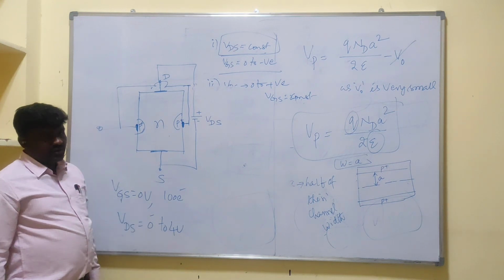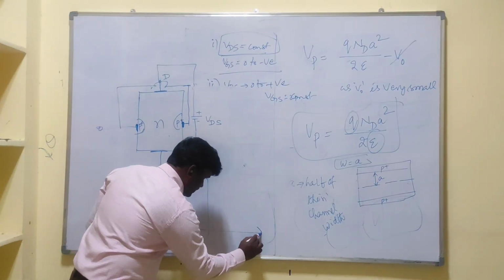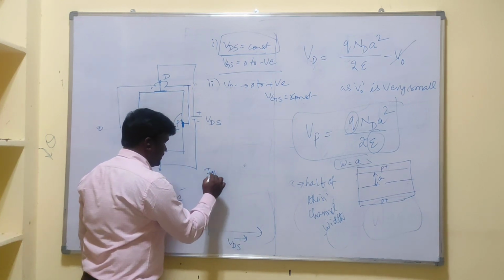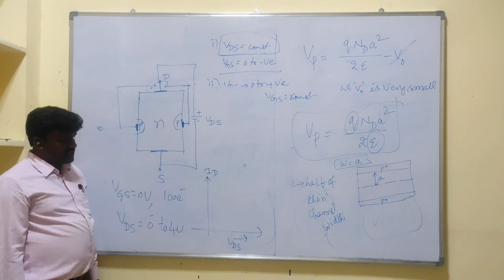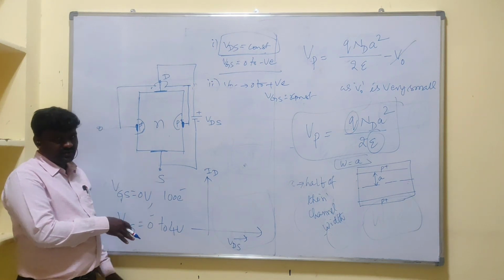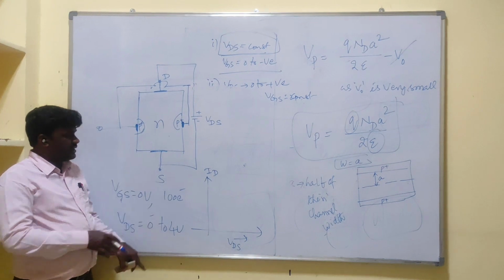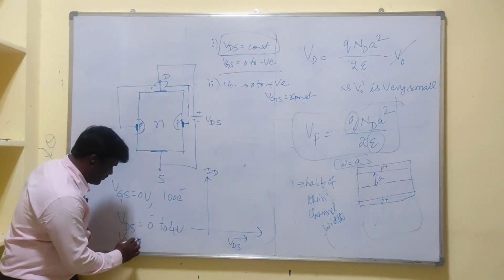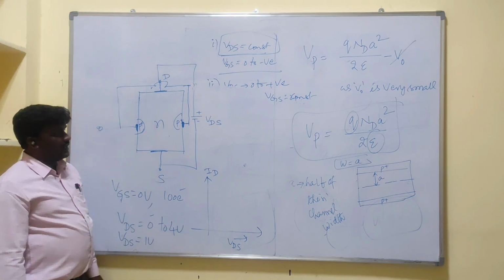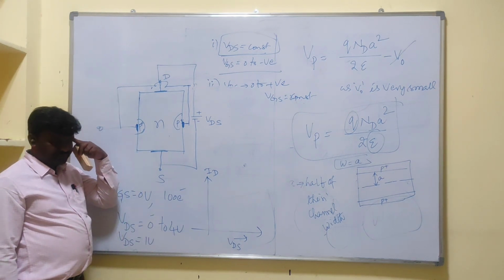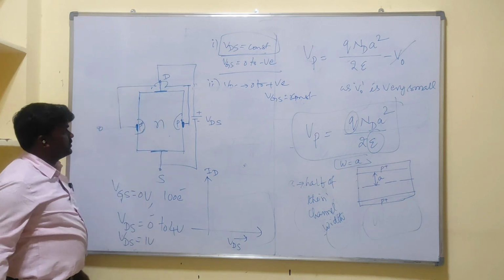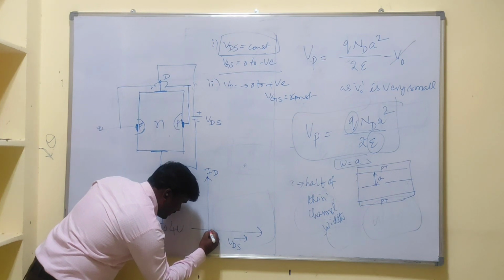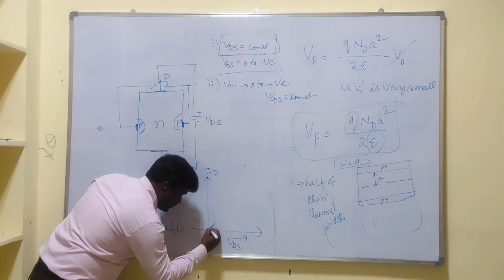Suppose VDS is 0, no current. If VDS is 0, then ID is 0, as there is no potential difference between drain and source, so there is no drifting of the charge carriers from the source to drain. Next, VDS is, let us say, 1 volt. In that case, it can drift the charge carriers from the source to drain. So electrons can drift from source to drain. That means if VDS increases, current also increases.